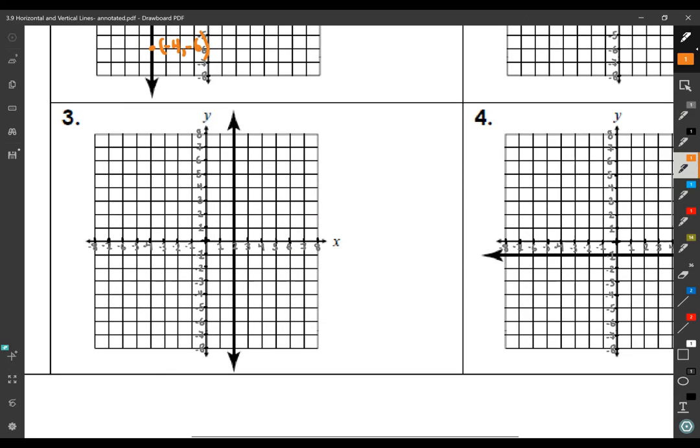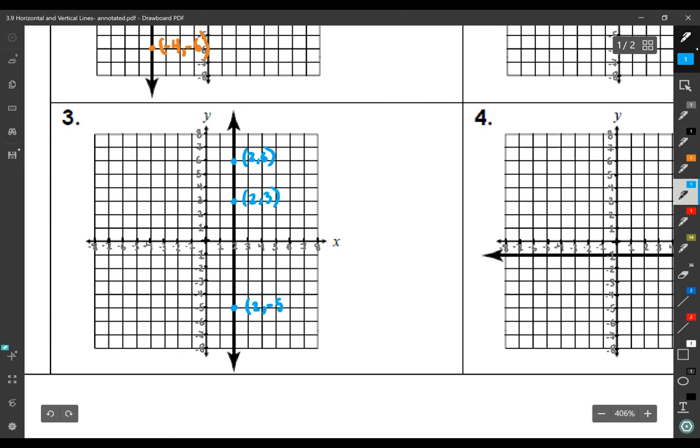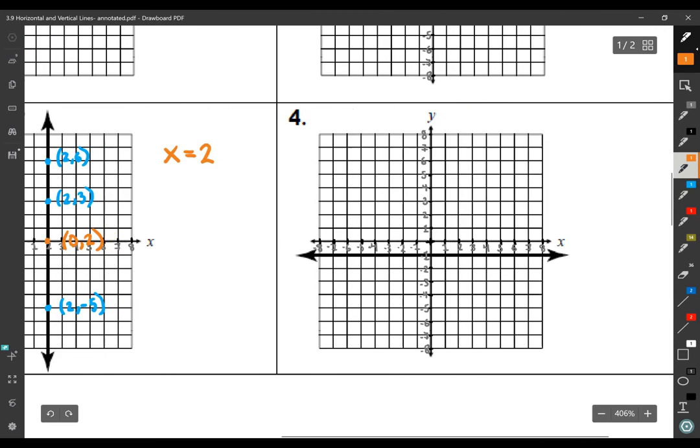Again, the easiest way to figure it out, at least for me, is to just label some of the points. All right, so this is 2, 6. This is 2, 3. This one here is 2, -5. So I realize that this time it's my x value that's staying constant, right? So the equation of the line is going to be x is equal to 2. That's it. Okay, let's do question 4.